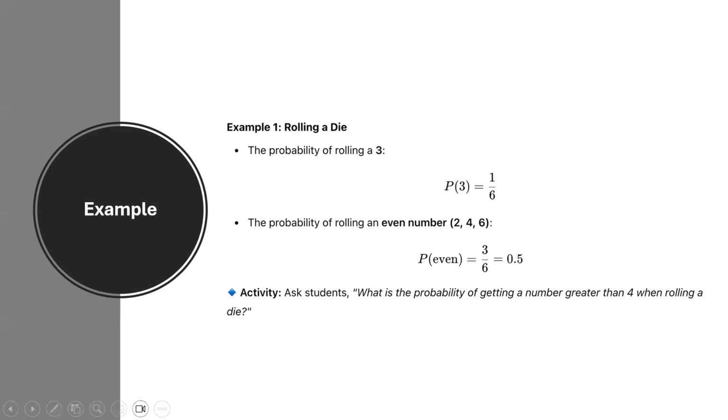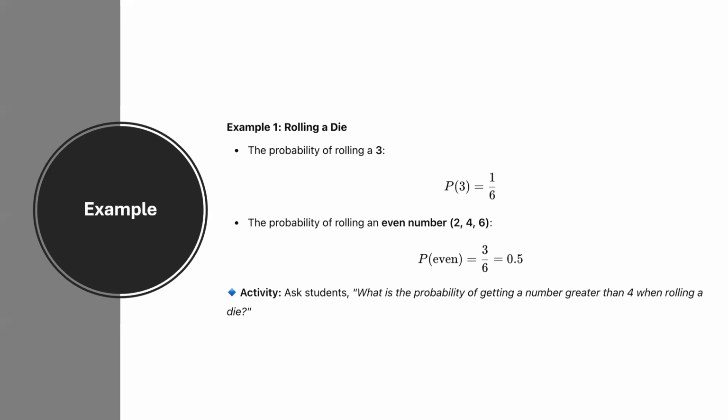Thanks for the answers, guys. Let's try to solve this. What are the favorable outcomes of getting a number greater than 4? Here we are talking about rolling a die. First of all, let's talk about the sample space. The sample space for rolling a die will be 1, 2, 3, 4, 5, 6. Now let's talk about the favorable outcomes out of the sample space, or basically the event.